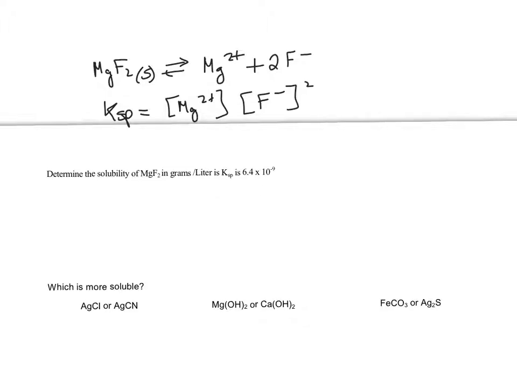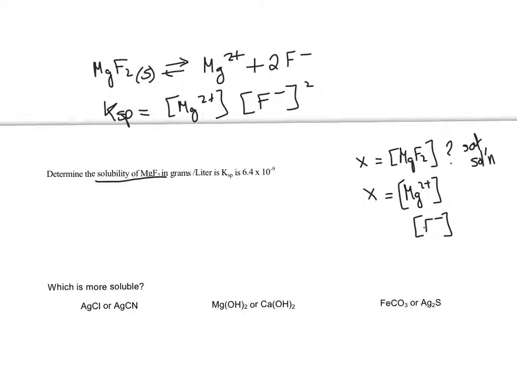What are they asking for? They are asking for the solubility of the MgF2. That means I want the concentration of the aqueous MgF2 if it was a saturated solution. So if I keep dissolving until no longer anything can dissolve, what would be the concentration of that? Since I don't know what it is, I'm going to let it equal X. If that was equal to X, then what is the concentration of my Mg2+? Well, it's also going to be X because it's a 1 to 1 ratio. What would the concentration of my F- be? Well, it's going to be 2X because it's a 1 to 2 ratio.